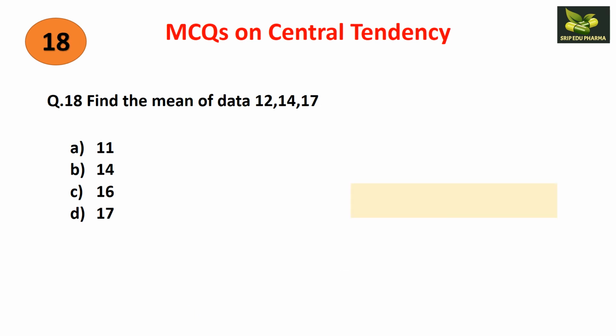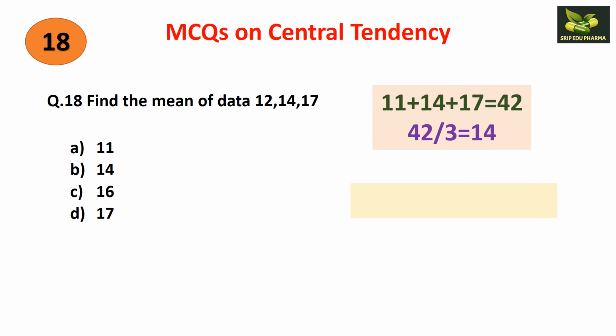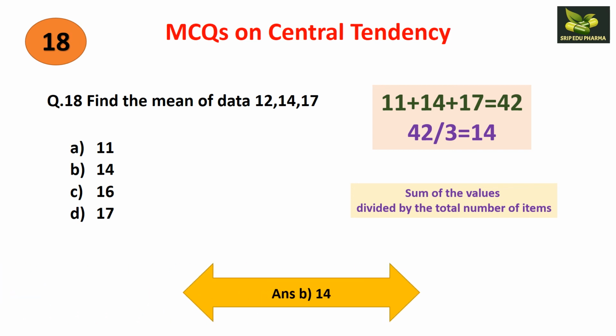Next question is, find the mean of data 12, 14, 17. Answer will be 11, 14, 16 or 17. So let us calculate mean of the data. For that, first of all, we have to add all the three values given in the data. So 11 plus 14 plus 17 comes 42. Now we have to divide the total with number of data. So here three values are there, so n is equal to 3. So here 42 divided by 3 will be 14. So the answer will be B, that is 14.